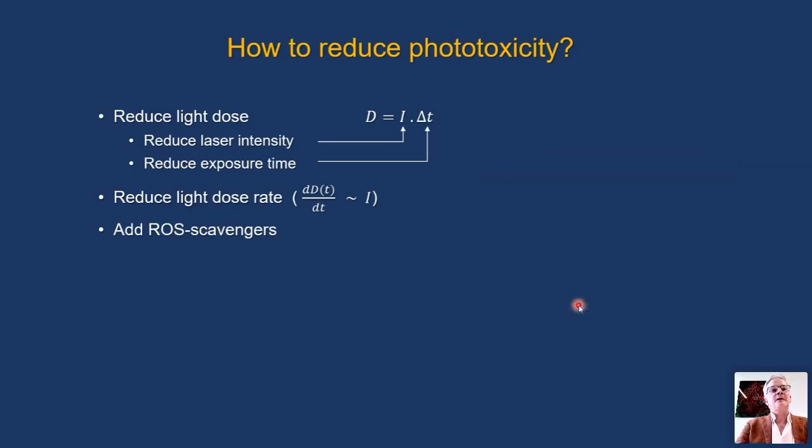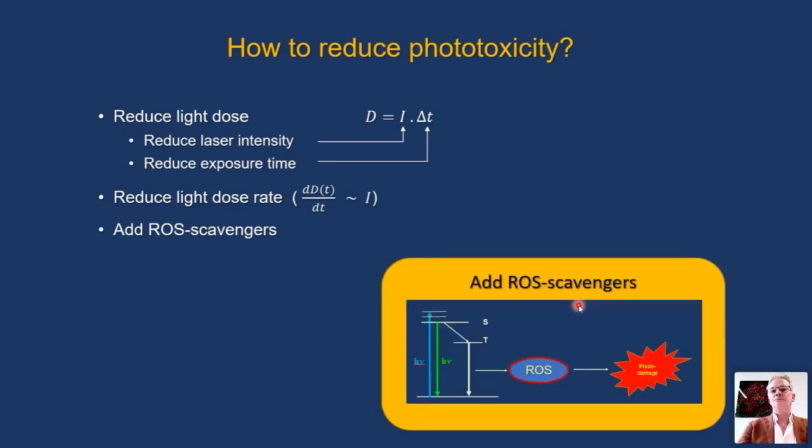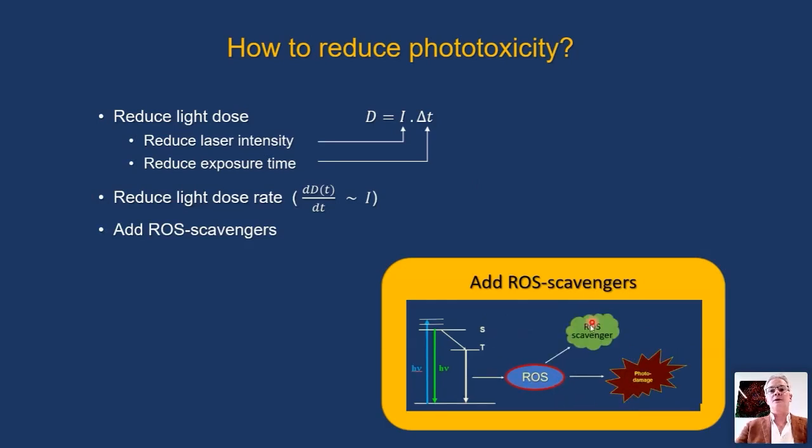Okay. Then we can add ROS scavengers. That's also what people in live cell imaging sometimes do. So we saw just this picture. If I now add to the cells another molecule that easily reacts with ROS, I take away the ROS and there will be less photo damage.